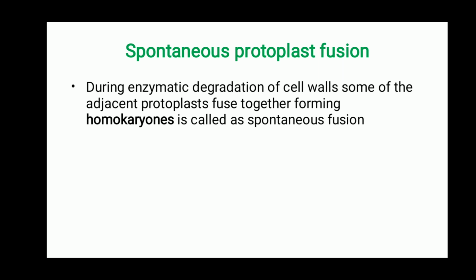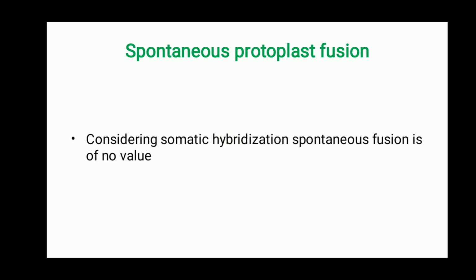There are two methods of protoplast fusion. One is called spontaneous protoplast fusion. During the enzymatic degradation of cell walls, some of the adjacent protoplasts fuse together, and it is called homokaryons, and this kind of fusion is called spontaneous fusion. Considering somatic hybridization, spontaneous fusion is of no value. The reason is the same cells are fused together.